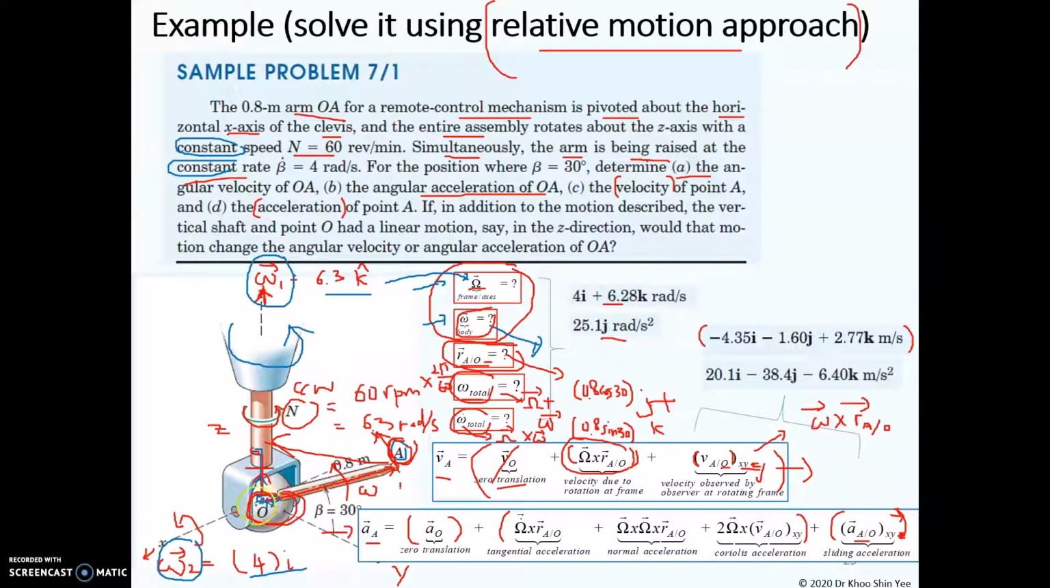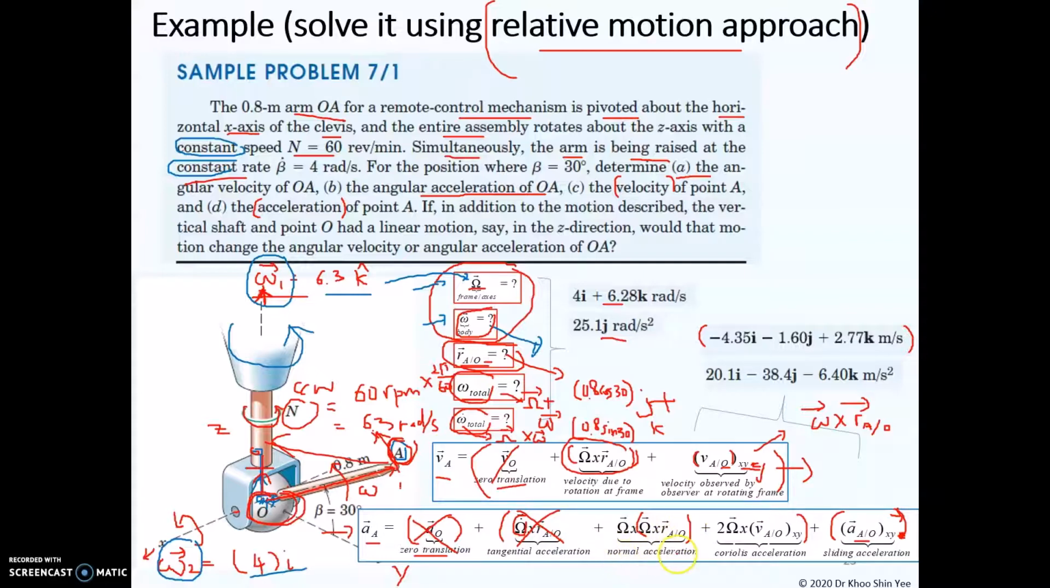Since point O doesn't move, there is zero translation, therefore this term can be cancelled. The tangential acceleration is equal to 0 as well because the Ω dot is 0 in this case due to the constant Ω. So in this example, this term can be cancelled and we continue with this term.